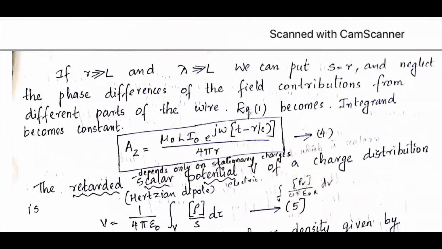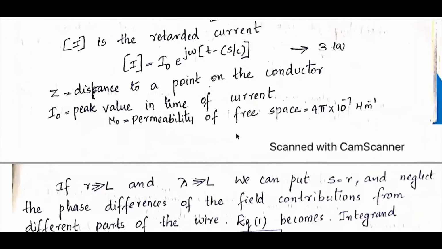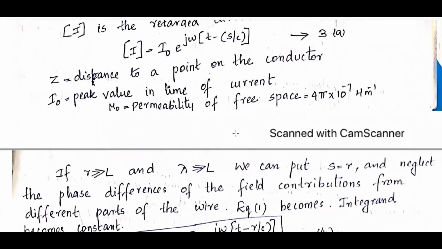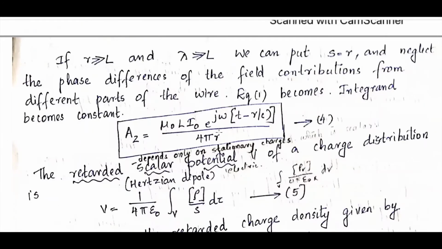Now, if you consider approximating it, that is, if the distance R is very much greater than L and lambda is very much greater than L, then we can write those distances S and R to be equal. So then we can modify the above equation. Instead of S, we will write it as R.